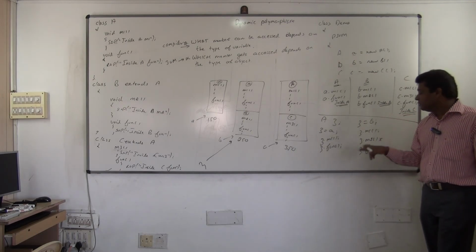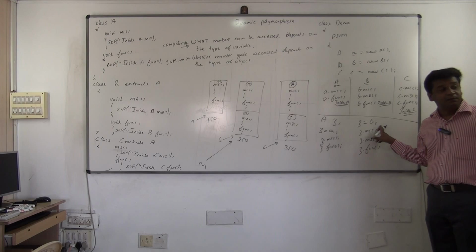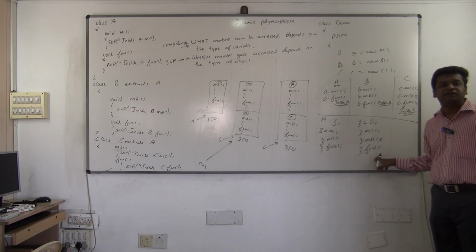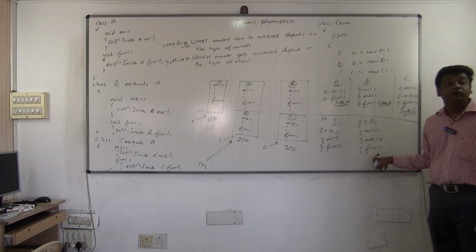See now. So Z is referring to which object? B object. That is why Z dot fun is getting executed from subclass. Which one? B class. Which member gets accessed depends on the type of object.